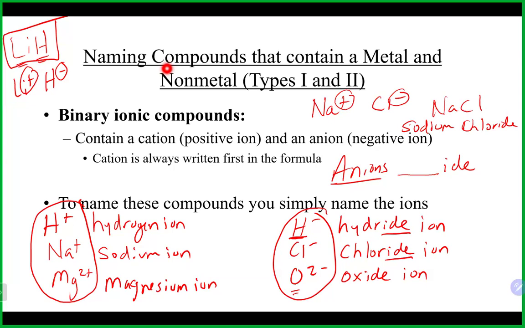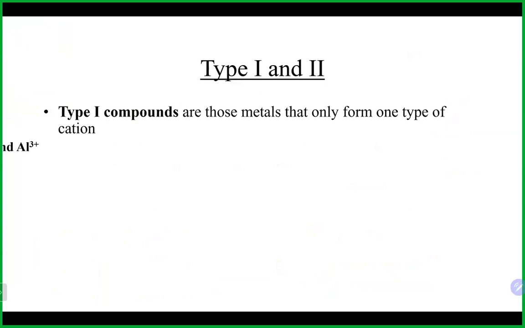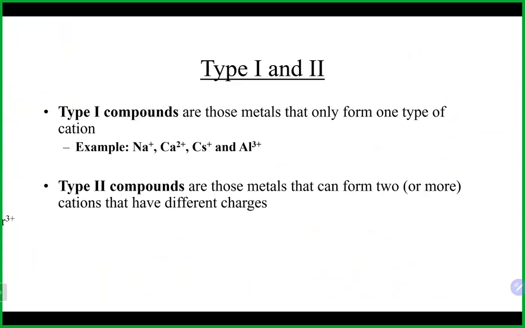So again, if you're asked to write the formula for an ion, it should have charges. But if you're asked to write the formula for an ionic compound, which is a metal and non-metal together, it should have no charge, and the charges should be balanced out to 0. Now, when we talk about ionic compounds, there are two types of ionic compounds. So type 1 and type 2 refer to an ionic compound.